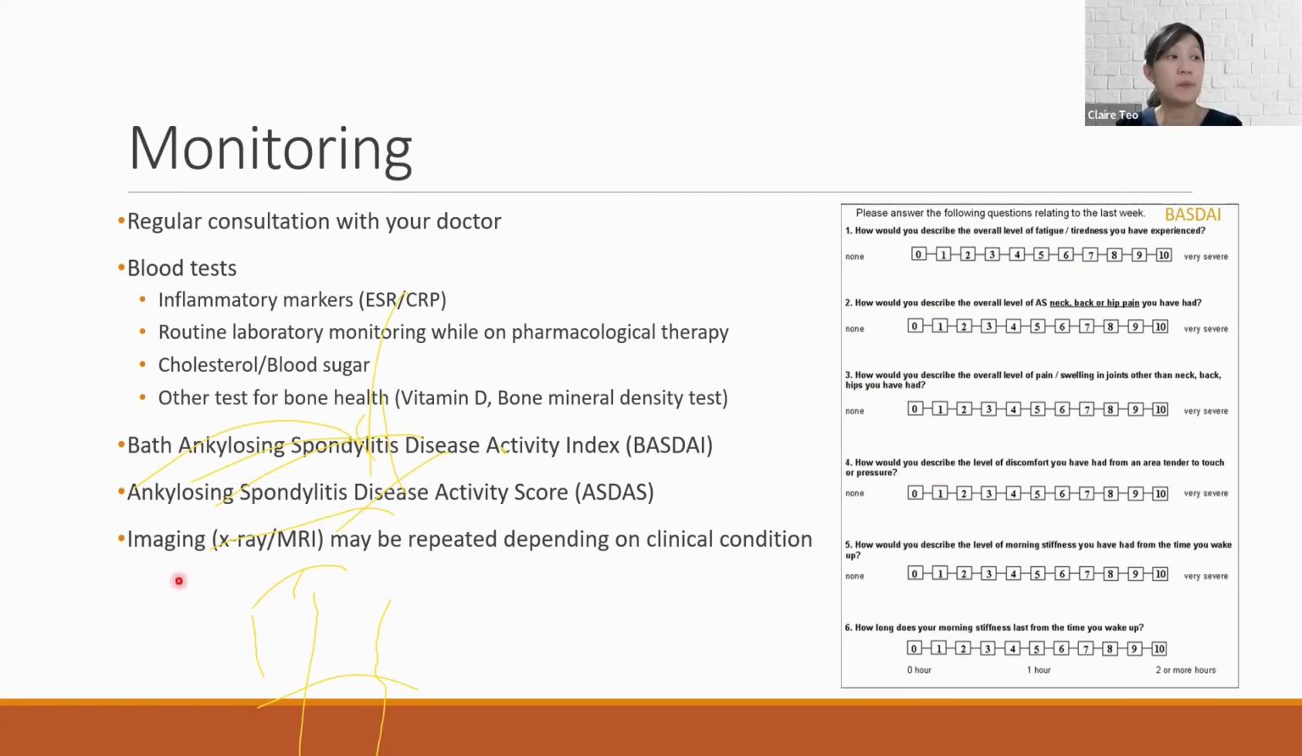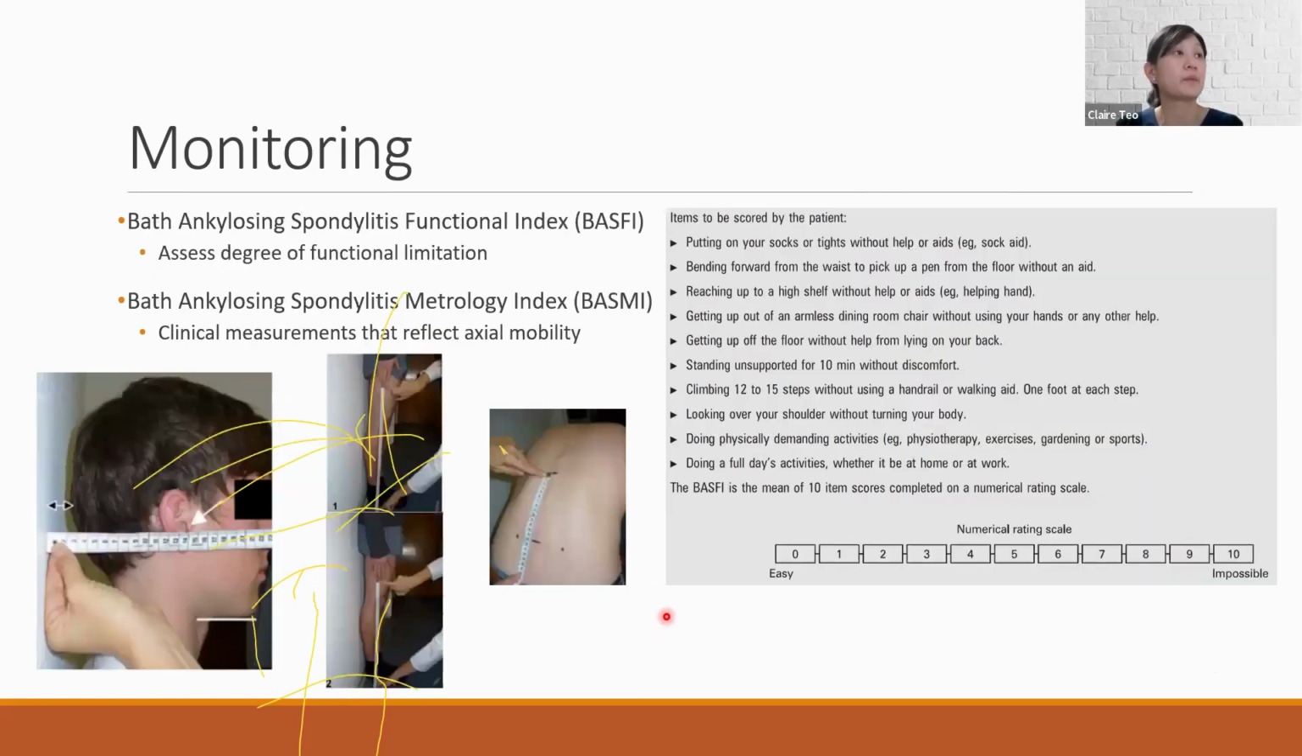So in terms of imaging such as X-ray or MRI, it may be repeated, but only depending on the clinical condition. It is not routinely repeated. So other things that your doctor may do include giving you this survey to do to test for your function and to assess the degree of functional limitation. And also some measurements may be done to check how mobile and flexible your spine is.